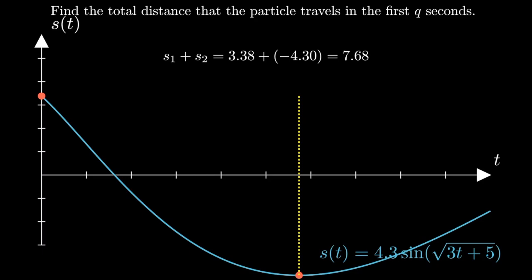Therefore, reading from the graph, you can see that we started at a distance of 3.38 meters away, and we ended up at a distance of 4.3 meters away. So all we have to do is add those two together, and we end up with a total distance traveled of 7.68 meters.